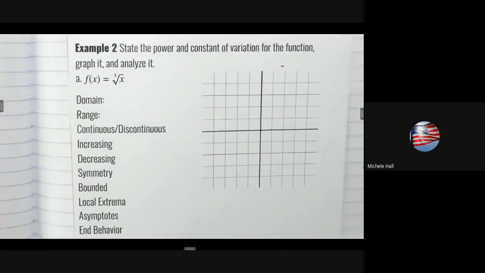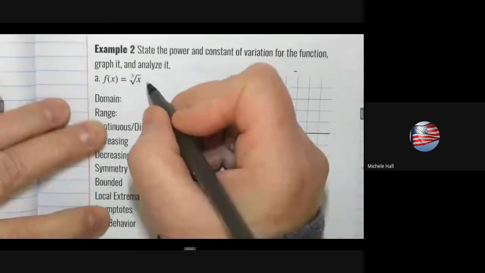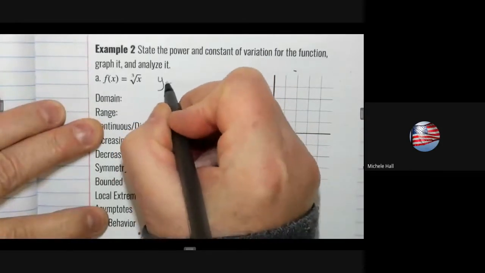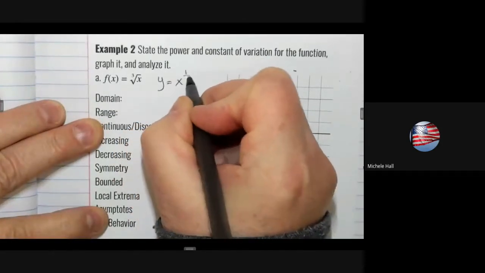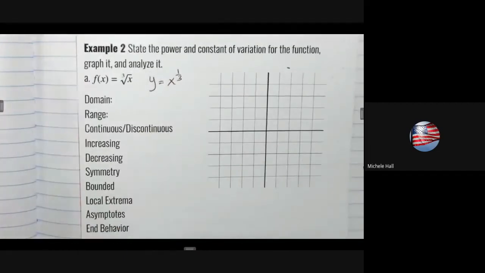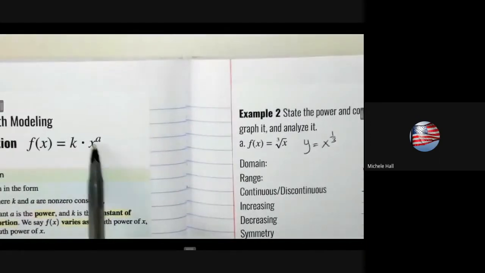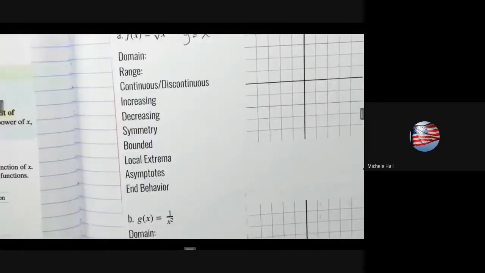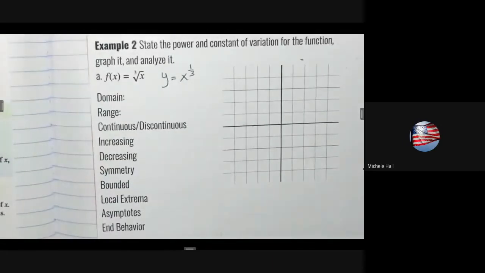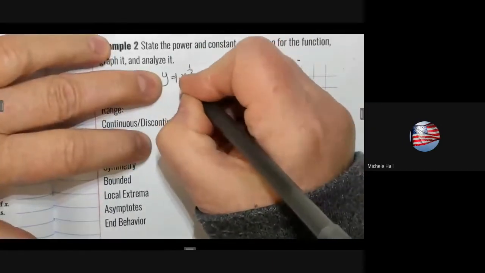Example 2, state the power and the constant of variation for the function, graph it, analyze it. So we have the cube root of x. We could rewrite this as y equals x to the 1/3. So there's this part here. Now we just need to know what the constant is. What is the constant? That would be 1 times.